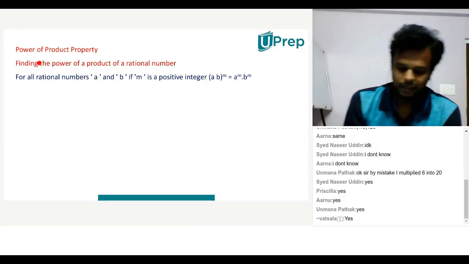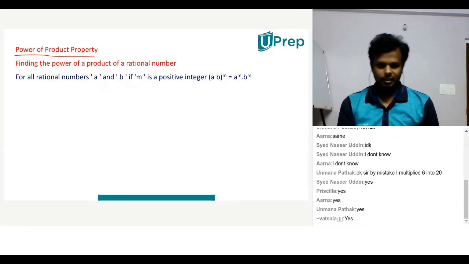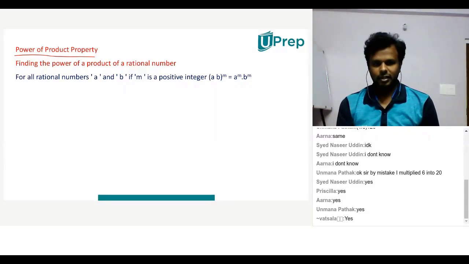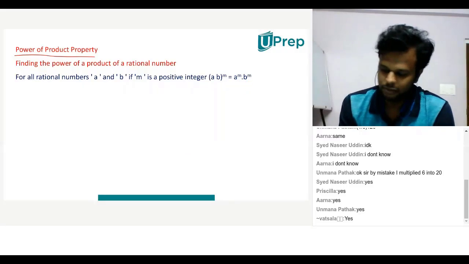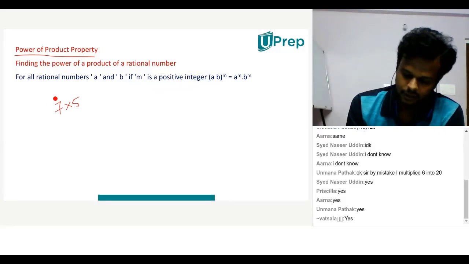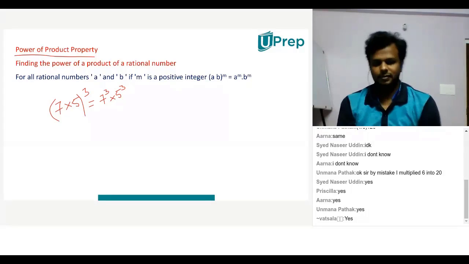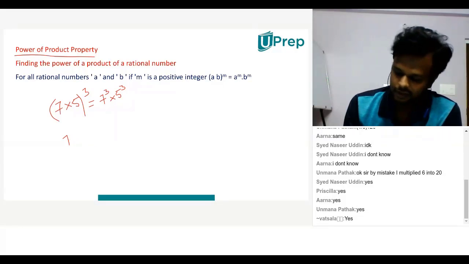Children, there's another property, the power of a product property. If (ab) whole power m is given, I have a power m into b power m. So for example, if I have (7 into 5) whole cube, I can write this as 7 power 3 into 5 power 3.